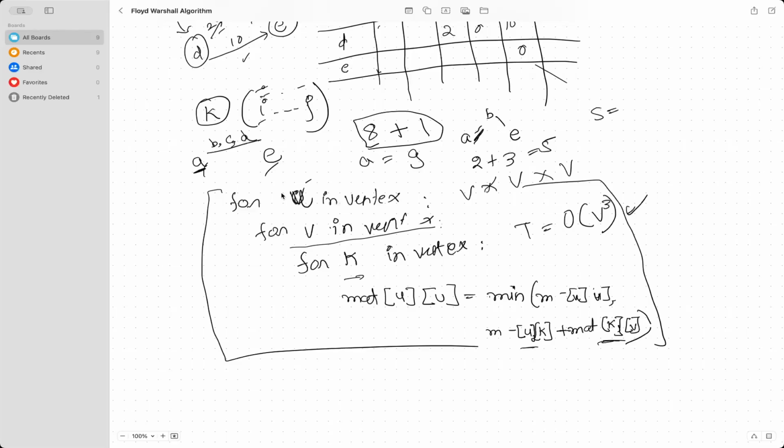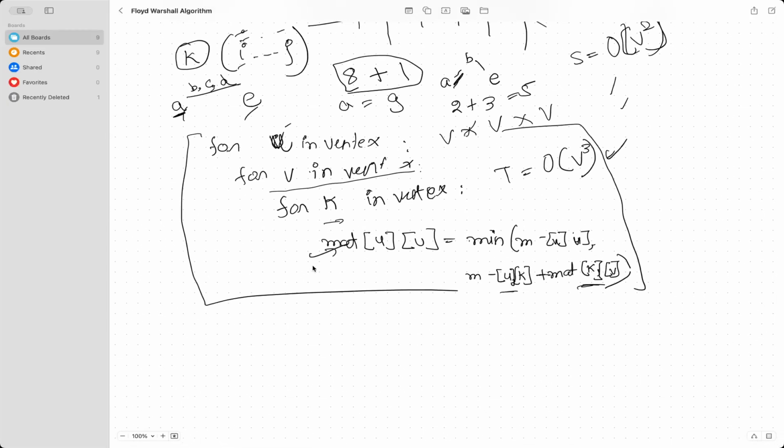Now space wise, because I'm maintaining this 2-dimensional matrix, clearly we can say big O of V square. Okay, so this is my space complexity and time complexity. So I will give a formal code of this algorithm, and then we'll try to solve the basic question first, that for all pair shortest path, how it is working.